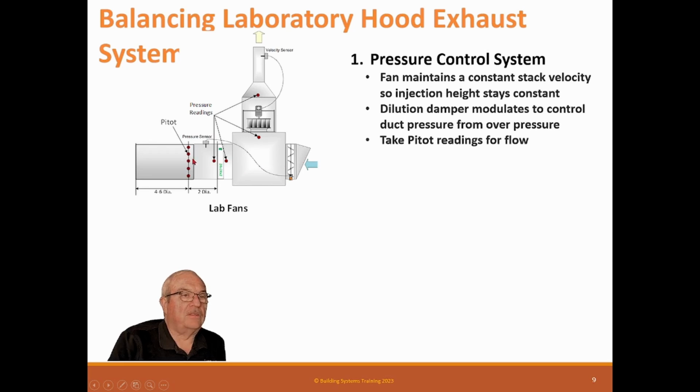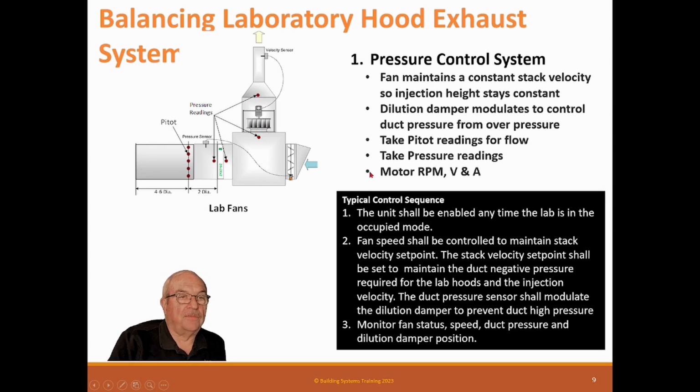Take pitot readings for flow. Basically, you're going to pitot the ducts to tell what flow you're at, and then you're going to take pressure readings across a filter and across a unit. So we have the fans, and then we have a filter flow, so we know what the flow of the filter is with the clean filters. We can check that also. The motor RPM, volts, and amps.